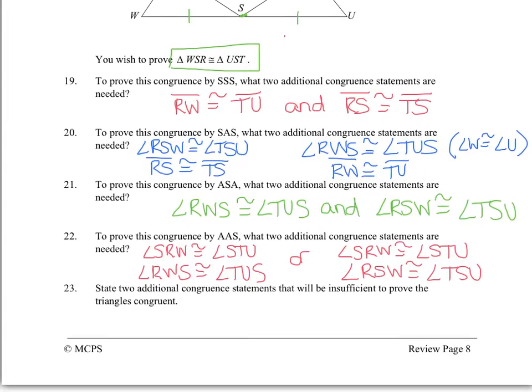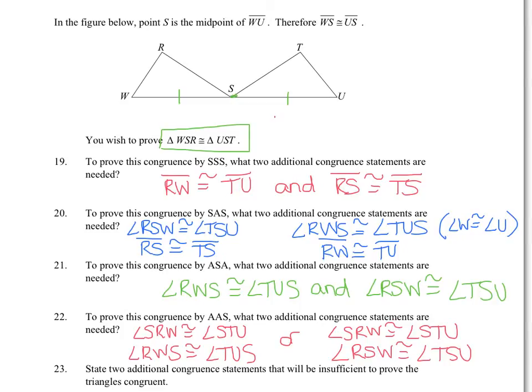Finally, state two additional congruent statements that will be insufficient to prove the triangle is congruent. There are multiple ways to answer this, but the best way we know is that side-side-angle is not sufficient criteria to prove triangle congruency. So if I look up here, I can get side-side-angle.